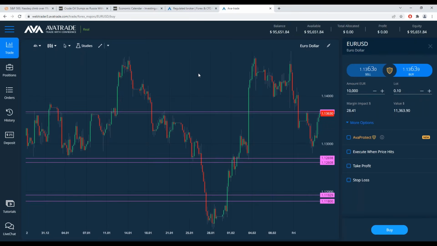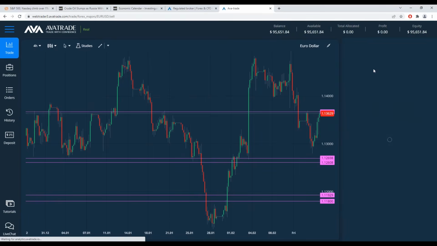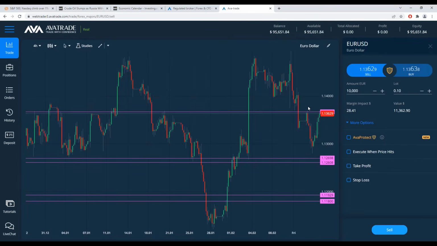If more and more troops were pulled off the border of Ukraine, then you could likely see this break through as the US dollar weakens further. Okay, and this would be the next take profit up here on a breakthrough. So there's two things you can do here. One would be market sell with your stop loss above the resistance. So you can use AVA Protect. I'll show you how to do that.